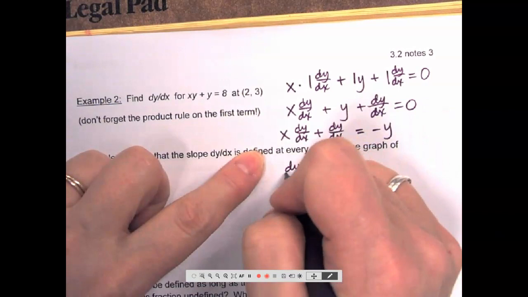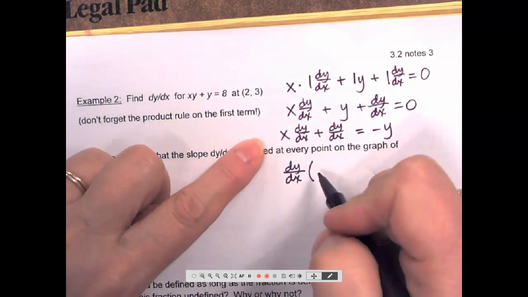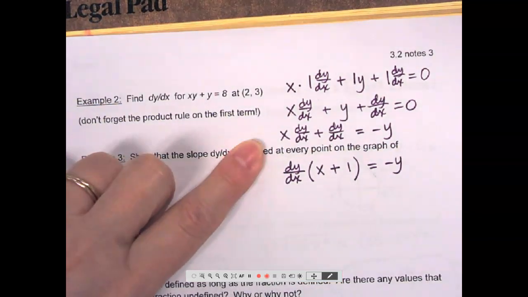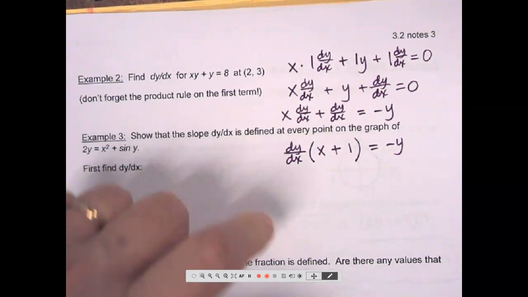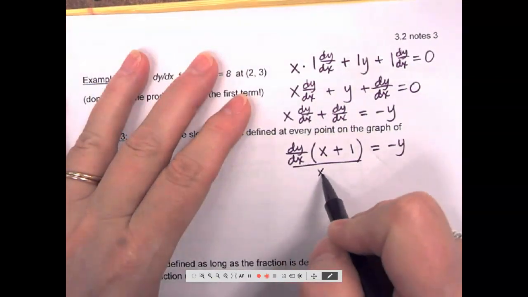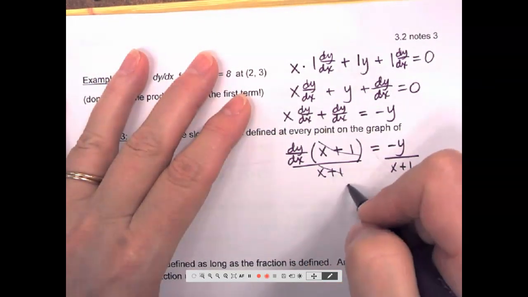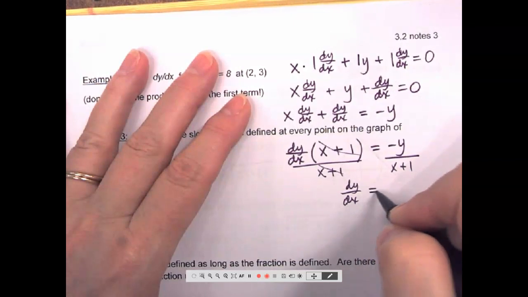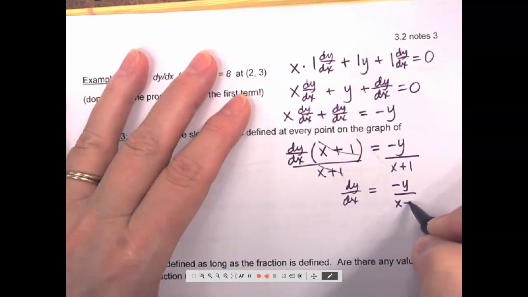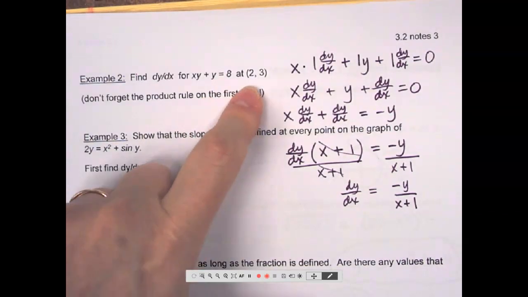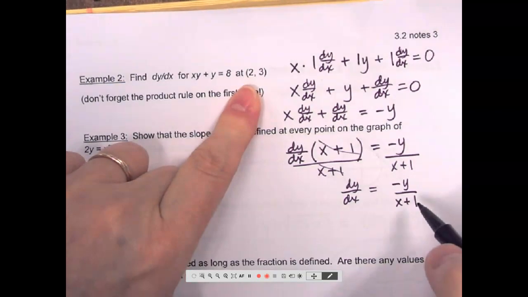Okay, so I'm going to factor out dy dx times (x plus 1) equals negative y. And then dy dx is being multiplied by x plus 1. To get rid of it, we divide. And dy dx is negative y over x plus 1. So that's our slope formula that can be used in any ordered pair. We're interested in the ordered pair (2, 3), so we're just going to plug 2 in for x, 3 in for y.